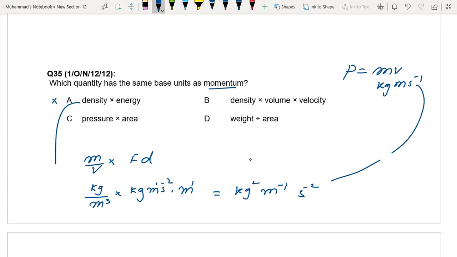Density, volume, and velocity. Density is, you know, mass over volume times velocity. So this volume will cancel out. So mass times velocity is momentum. So B is correct option.